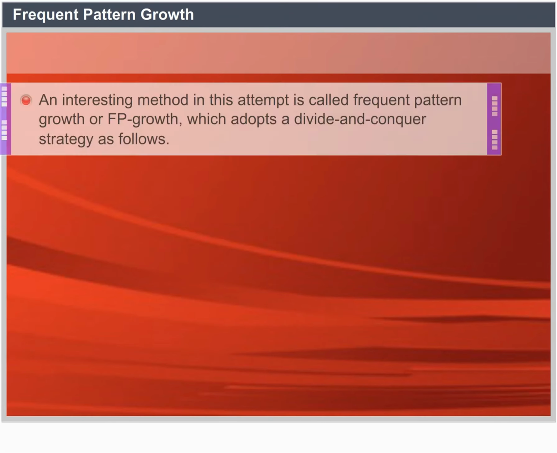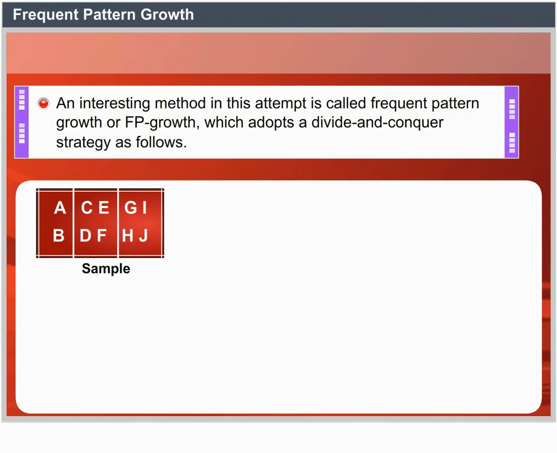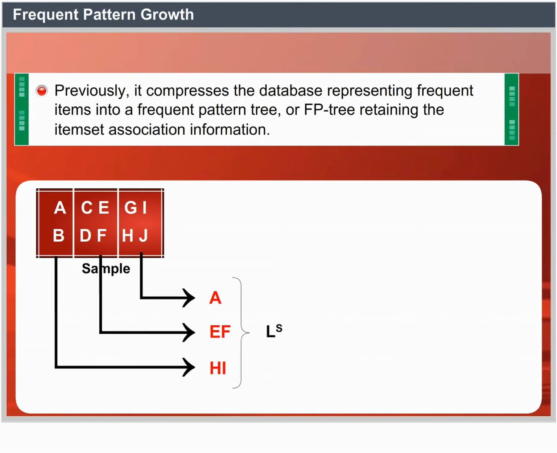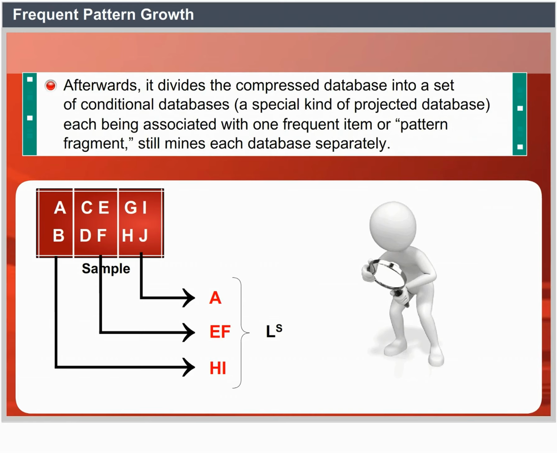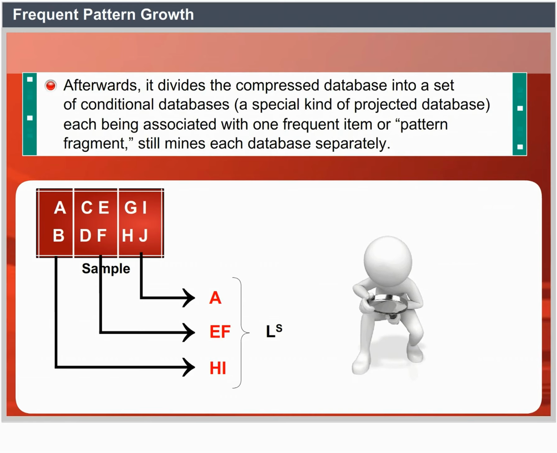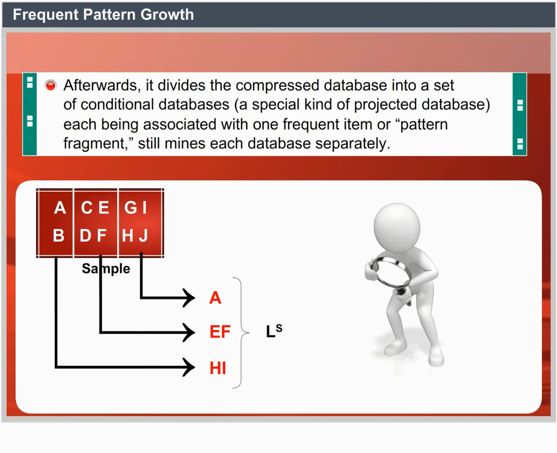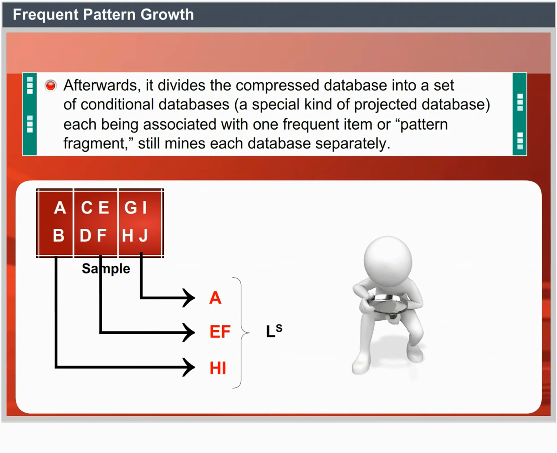An interesting method in this attempt is called frequent pattern growth, or simply FP growth, which adopts a divide and conquer strategy as follows. First, it compresses the database representing frequent items into a frequent pattern tree, or FP tree, which retains the item set association information. It then divides the compressed database into a set of conditional databases, a special kind of projected database, each associated with one frequent item or pattern fragment, and mines each database separately.